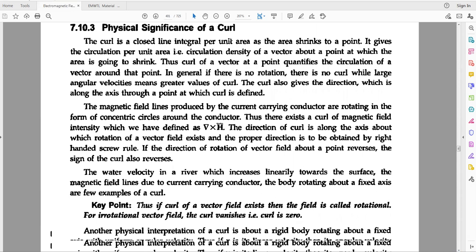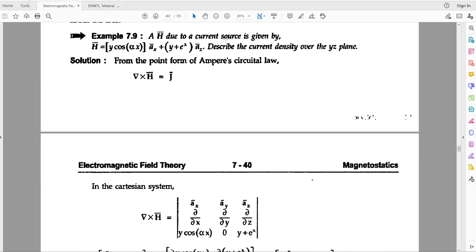H bar due to a current source is given by H bar is equal to X bar coefficient is Y cos alpha X, AZ bar coefficient is Y plus e power X. Describe the current density over the YZ plane. Current density means J bar.